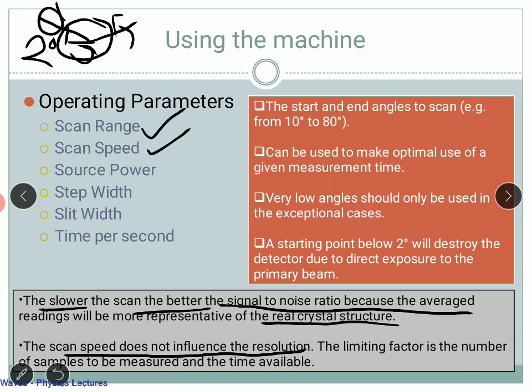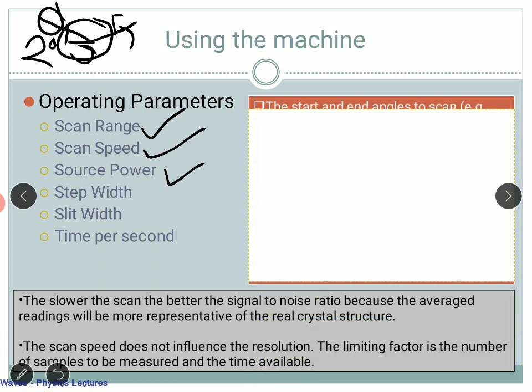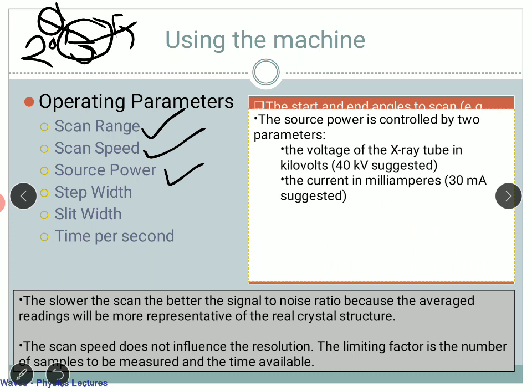Okay, so that was our scan speed. Next we will go for source power. What you have is the intensity of the X-rays, how intense the X-rays you are going to use. That will depend on the voltage and the current you apply to the input. So the source power is basically controlled by two parameters.